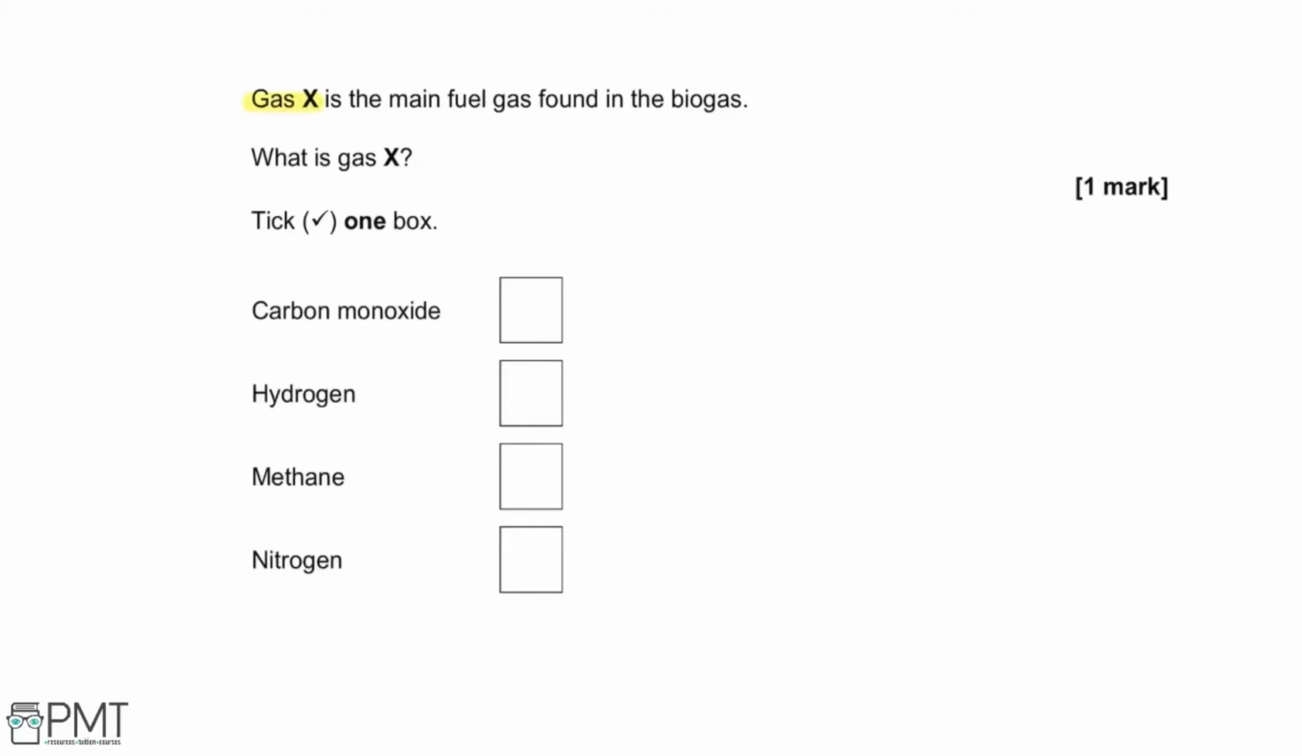Gas X is the main fuel gas found in the biogas. What is gas X? Tick 1 box, and this question is worth 1 mark. And the answer to this is methane. That's the predominant gas in biogas.